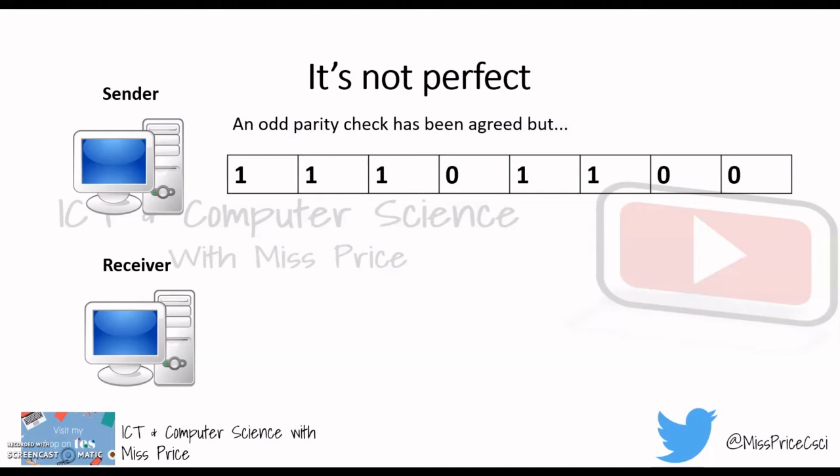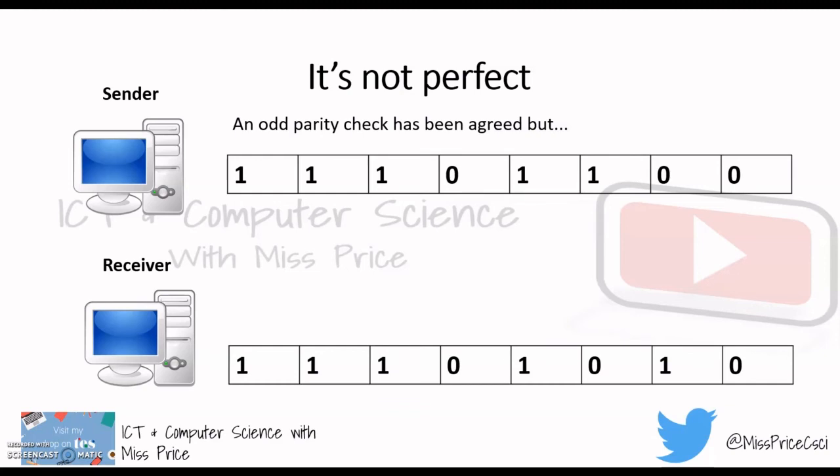So the sender here has sent a pattern of data. There's an odd parity check. So it's got 3 ones, 1 0, 2 ones, then 2 zeros. The receiver has received the data, and the data has got 3 ones, 1 0, 1 0, 1 0. Now, that will have gone through, and it would have passed the check because it was an odd parity.